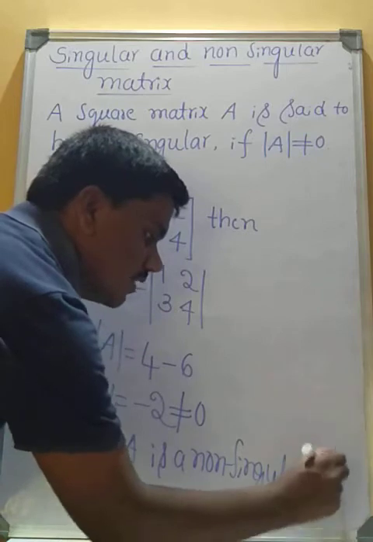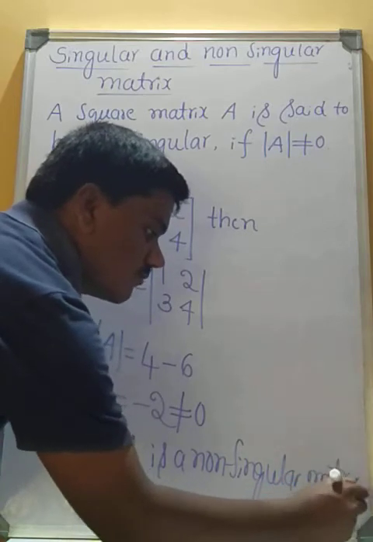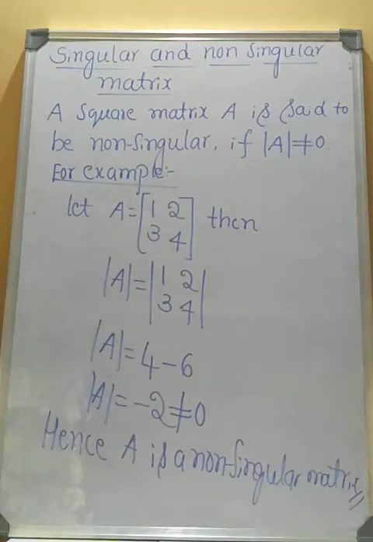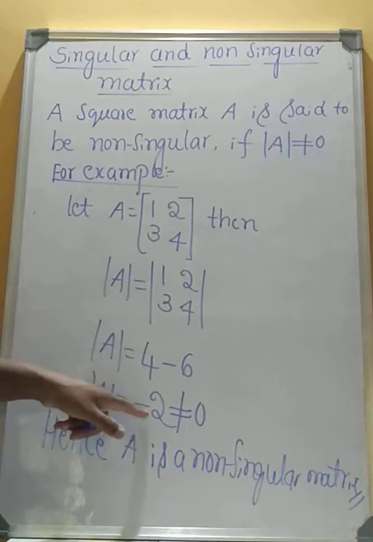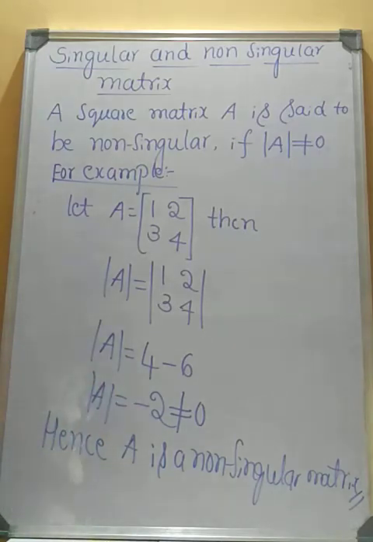Non-singular matrix. Clear? When determinant of A equal to 0, that is singular matrix. When determinant of A is not equal to 0, that is non-singular matrix.